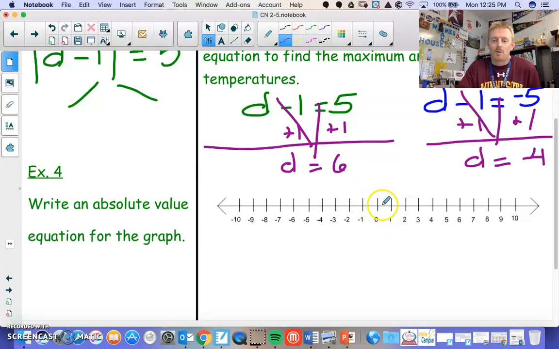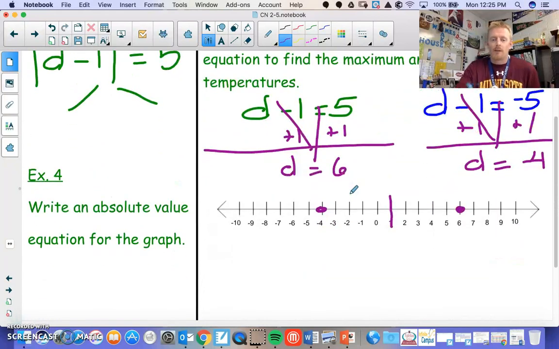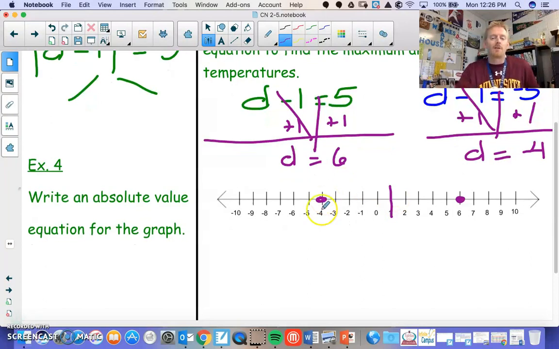Our minimum was negative 4, so we're going to put a dot at negative 4. Our maximum was a positive 6, so we're going to put a dot at 6. And you'll notice that if we were halfway between here, you can see that the temperature was at 1, and we're 5 to the right and 5 to the left from that exact spot. So this is what we're really looking for. The average temperature was at 1, and we're going to give or take 5 degrees. All right, folks, that's what absolute value equations are all about.